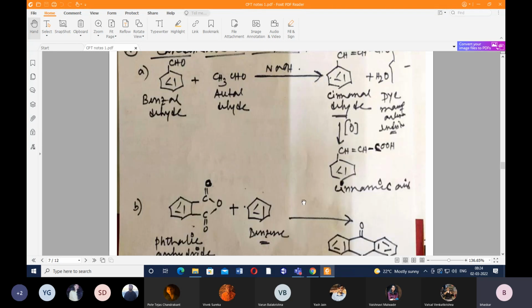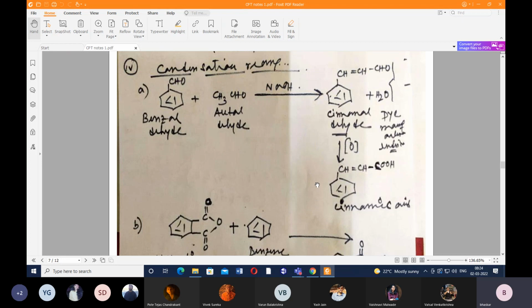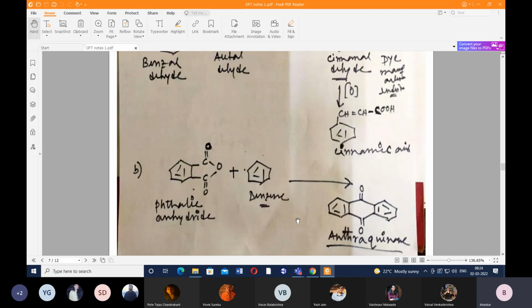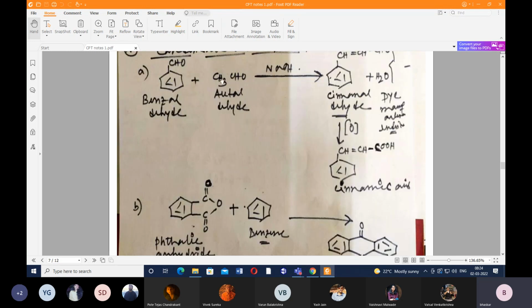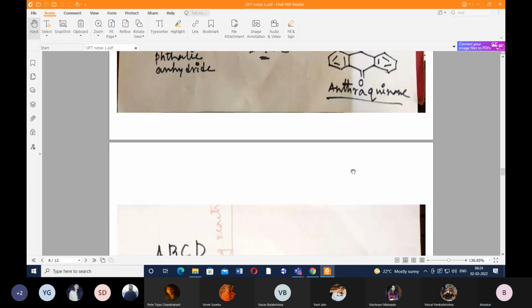Okay, so here are the two examples of condensation reaction. So I want you to remember both the reactions, since in the exam I can ask either this one or that one. Okay, or maybe I'll ask some conceptual question based on these two equations.